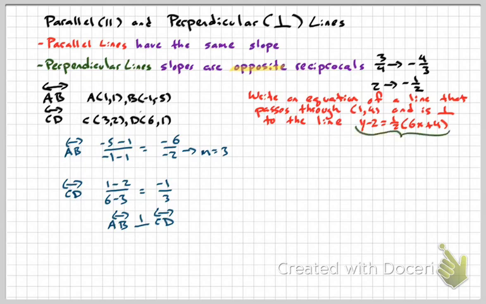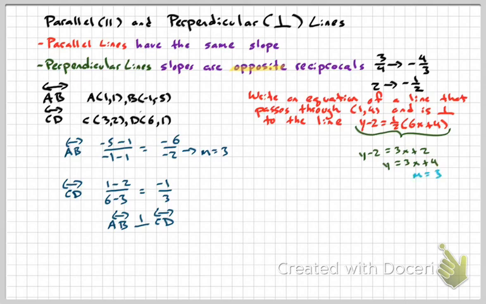Okay, so first things first, I need to figure out what the slope of that line is. So here's what we do. I'm going to distribute that 1/2, y minus 2. 1/2 times 6 is 3x. 1/2 times 4 is 2. I'm going to add 2 to both sides. y equals 3x plus 4. So the slope of this line is 3.